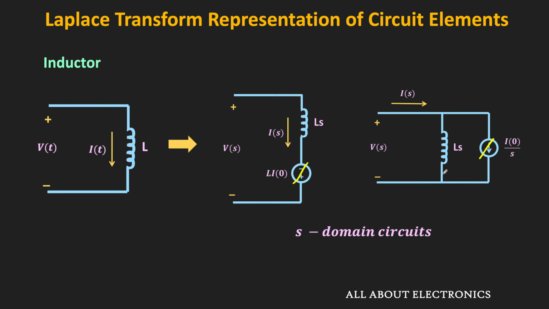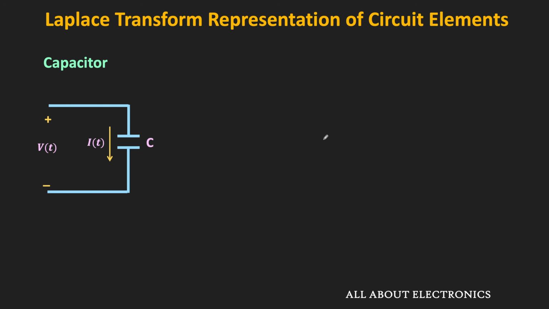That means when the initial conditions are 0, then the equivalent S domain representation for the inductor is equal to Ls. So similarly, now let us see the equivalent S domain representation for the capacitor. So let's say the voltage across the capacitor is equal to V of t, and because of that, the current through the capacitor is equal to I of t.